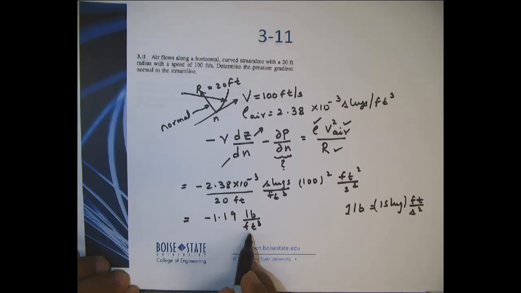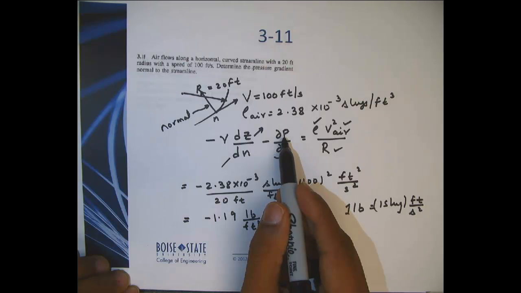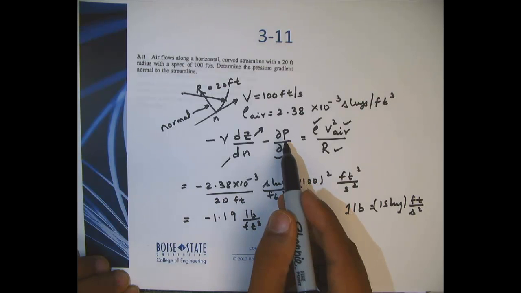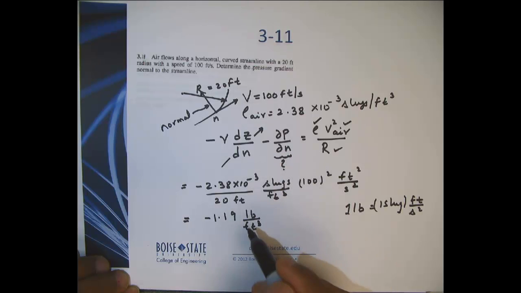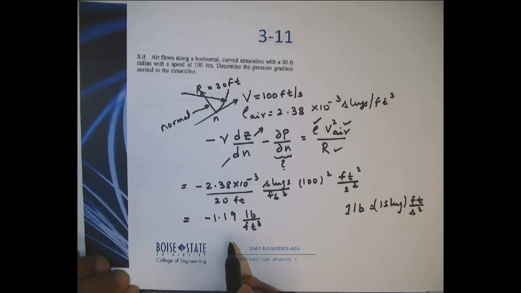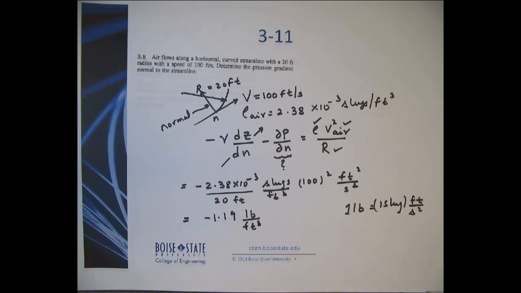And the reason you end up with cubic feet is that pressure has units of pounds per square feet, and you have a length scale here, which will be feet in this case, so that's why you end up with an extra feet. So these are the right units. This is how you can compute the pressure gradient normal to a streamline.